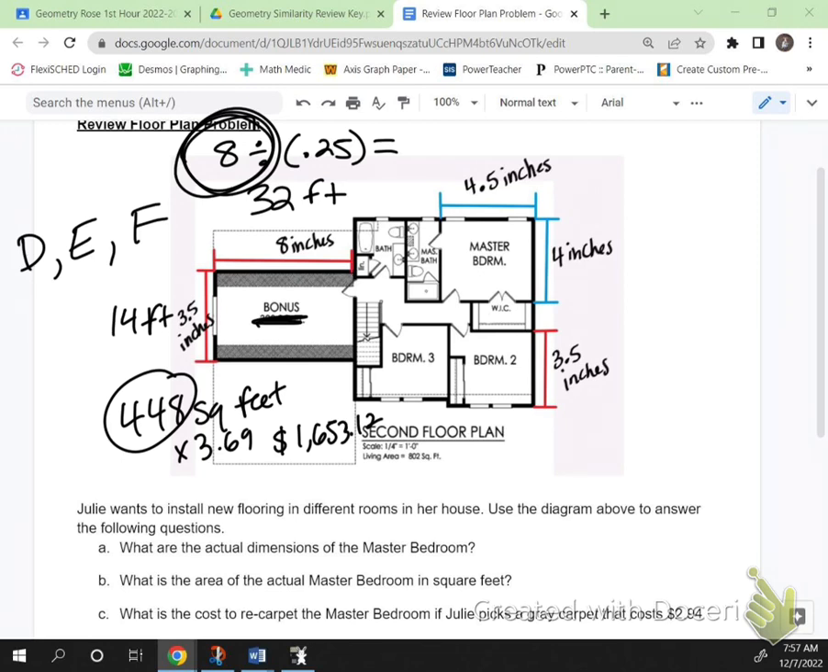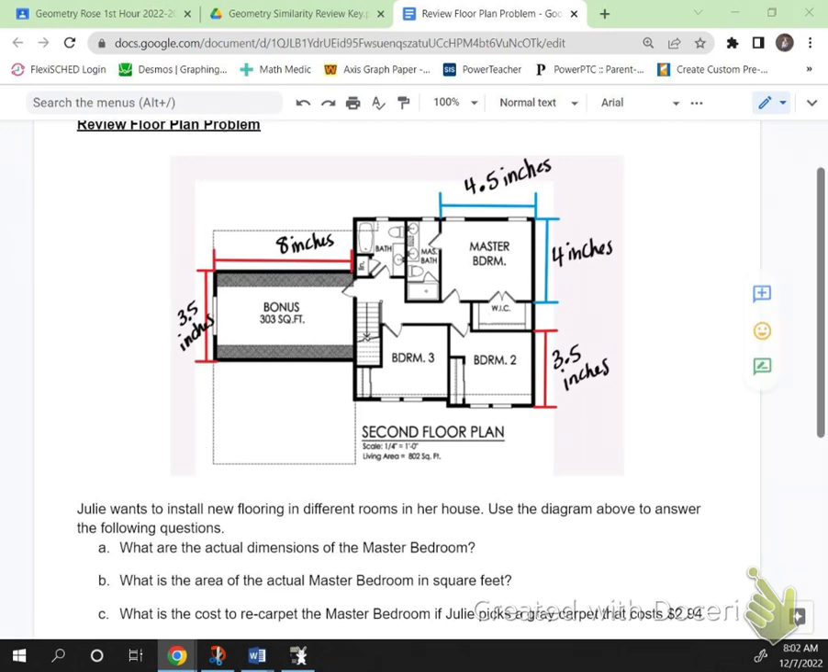So when you do a floor plan problem, look for the scale. If you have trouble converting it, if you need to convert a fraction like 1/4, you can do 1 divided by 4 in your calculator and it will give you the decimal. Questions about the floor plan problem?